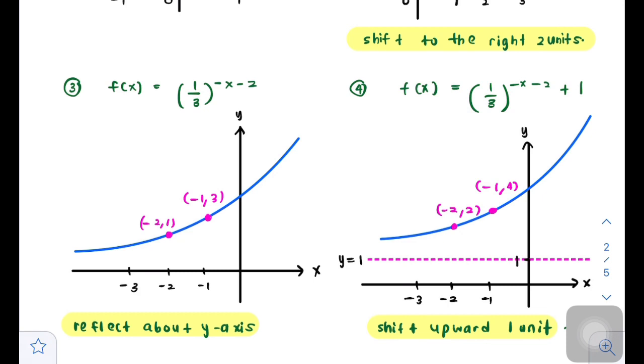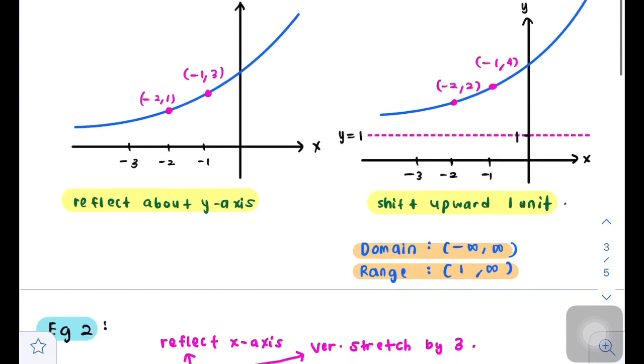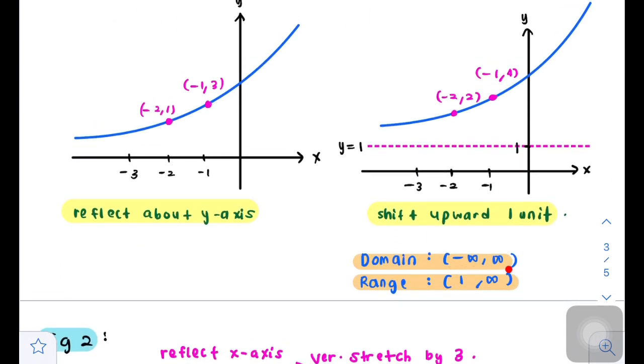Okay, the question also asks you to find its domain and range. So from the last graph, you have to determine the domain. The domain will be your x values. You have the graph along the x-axis, so your domain will be from negative infinity up until infinity. And then the range starts from 1, which is y is 1, up until infinity. So your graph here will be increasing up until infinity. So 1 until infinity, where 1 is excluded because your graph will never cross or touch the asymptote line.